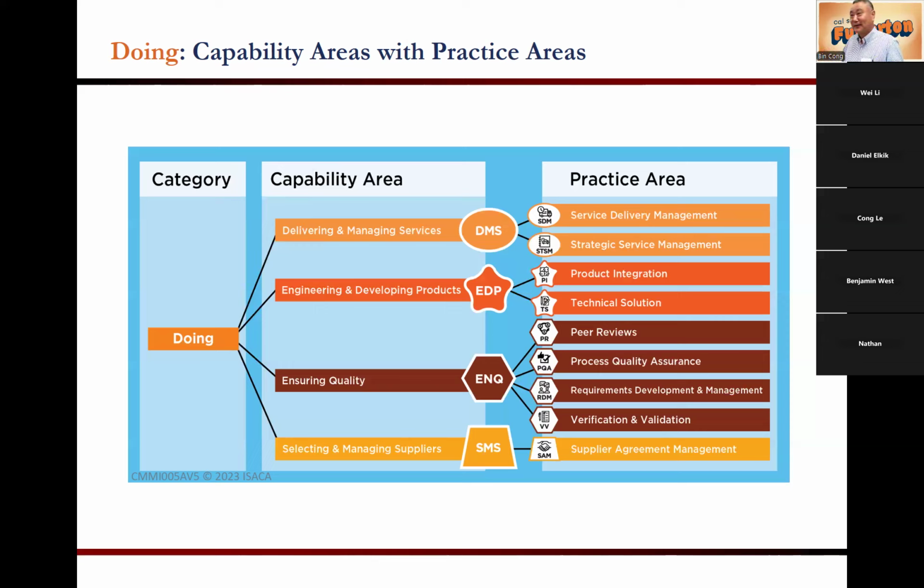Peer review. Quality does not start from testing. That's too late. Quality is built in. Quality starts early, so we have the quality gate. Okay, testing depends on what? You have to have the source code.